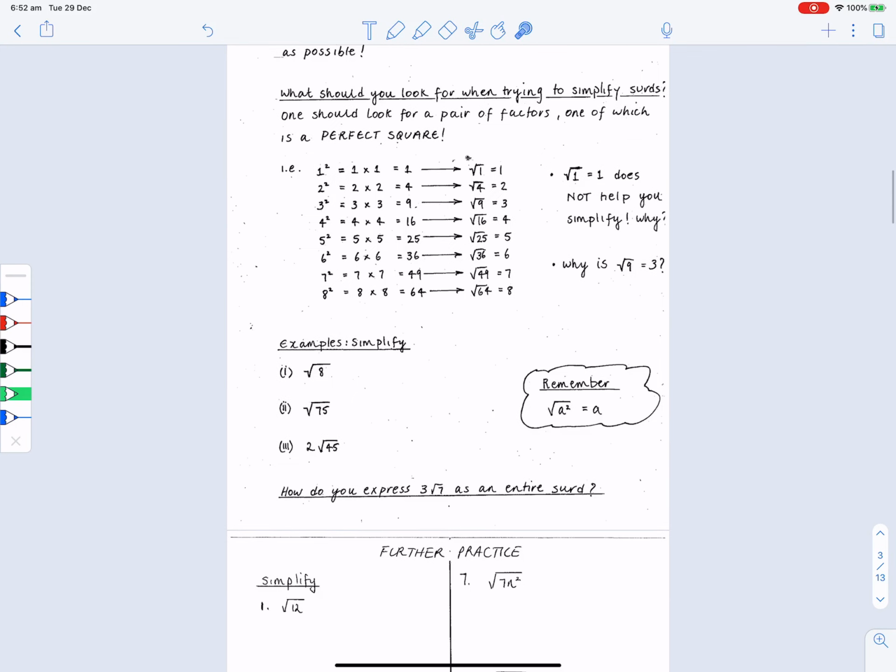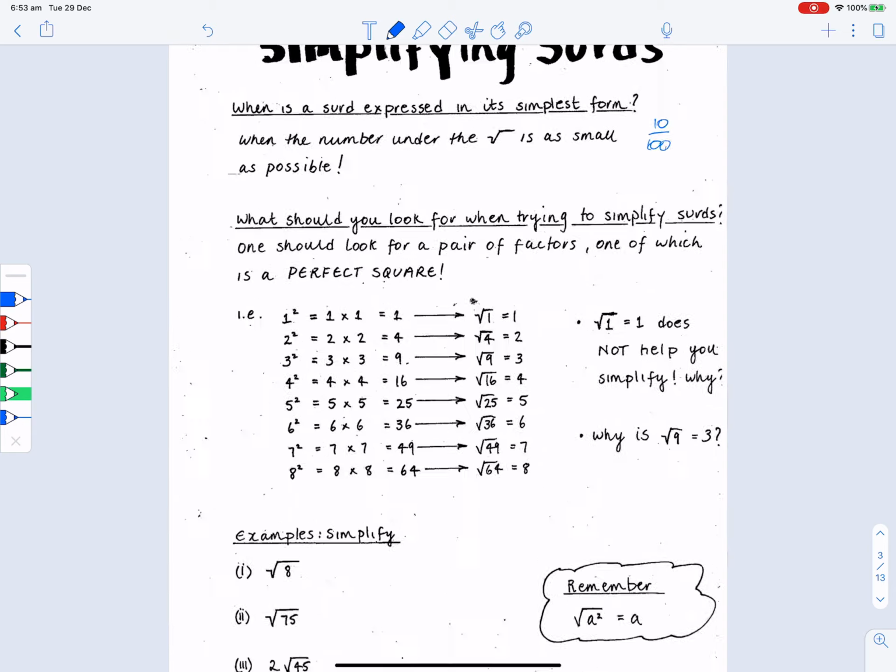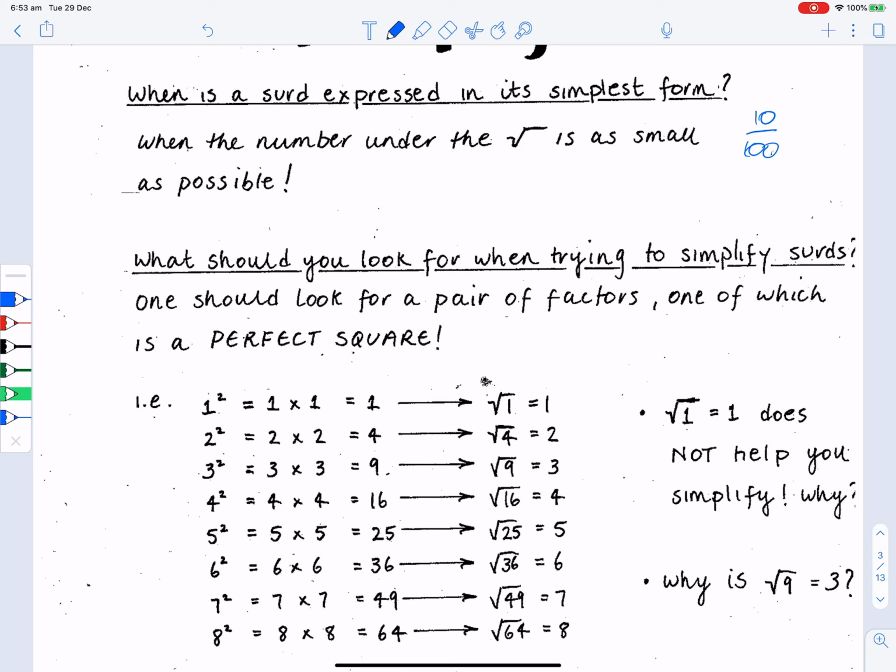All right, now, having a look at this workbook, when is a surd expressed in its simplest form? What I'm asking you is, if I give you the question, simplify 10 over 100, okay? If I give you that fraction, if you simplify that to 5 over 50, what you've done here is correct, but that fraction is not in its simplest form, not until you write it as 1 over 10, okay?